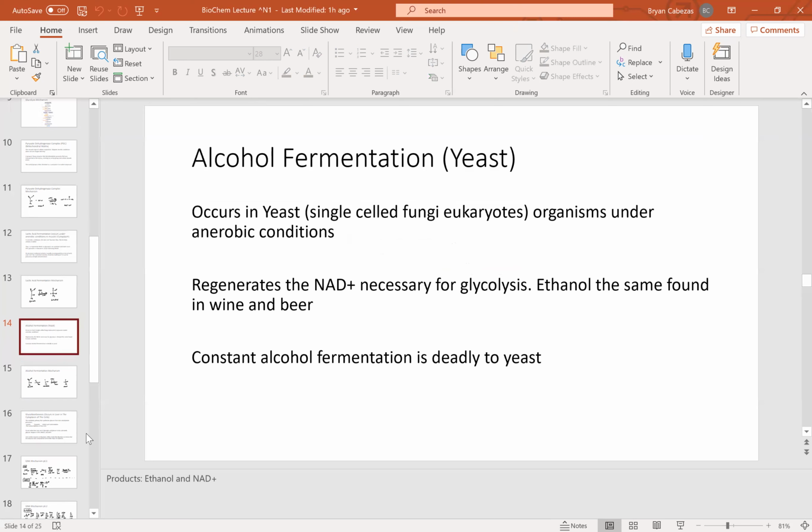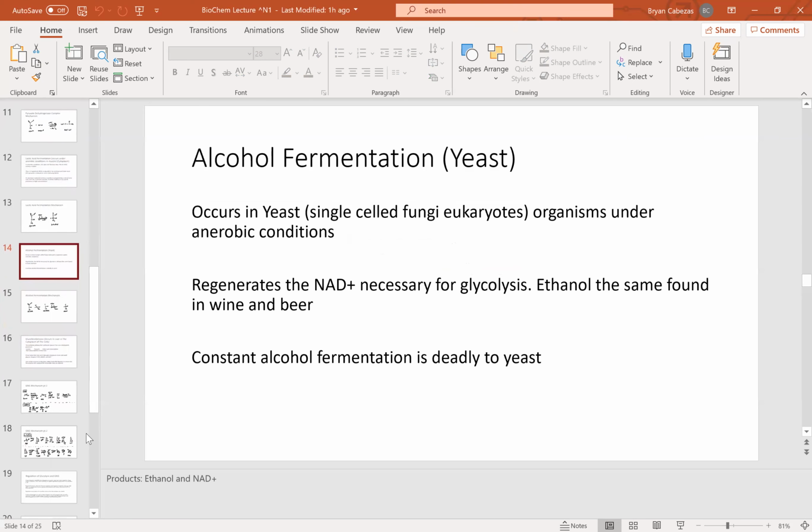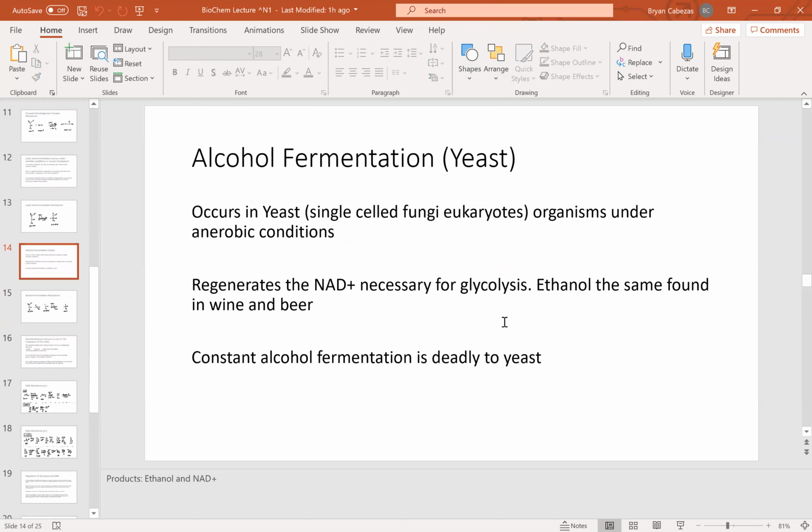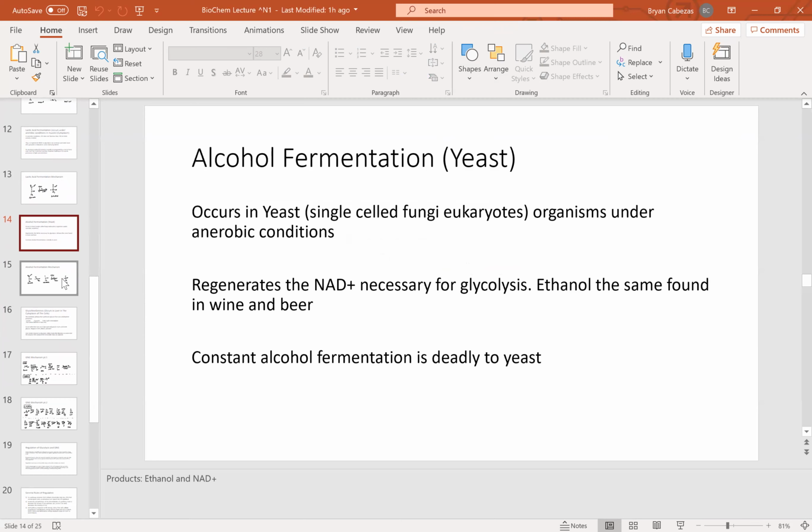A side fact, if you ever tasted something called beer or wine, it is these yeast cells that are producing the ethanol or the alcohol that is found in your beverage. They just put them into big vats, and then they allow fermentation to happen. They take out all the oxygen from there, and the ethanol comes pouring out. Again, even for the yeasts, their fermentation products are deadly to them in high concentrations.